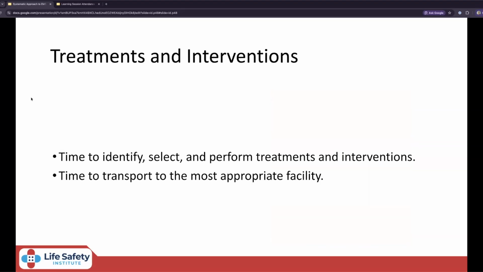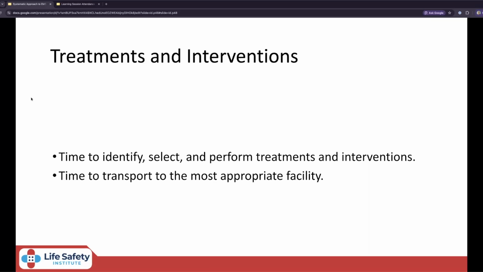So after all that, we've done our scene size-up. We've done our primary assessment. We've done our history, our physical. We've gotten vitals. Oh boy, it's been a while. And now we can do our treatments. Because you shouldn't do treatments if you don't actually know what's going on. Don't just do things to do things. Do an intervention, have an understanding of what the intervention is, how it's supposed to work, and what you expect out of it. And it's at this point that we identify, select, and perform the appropriate treatments and interventions.